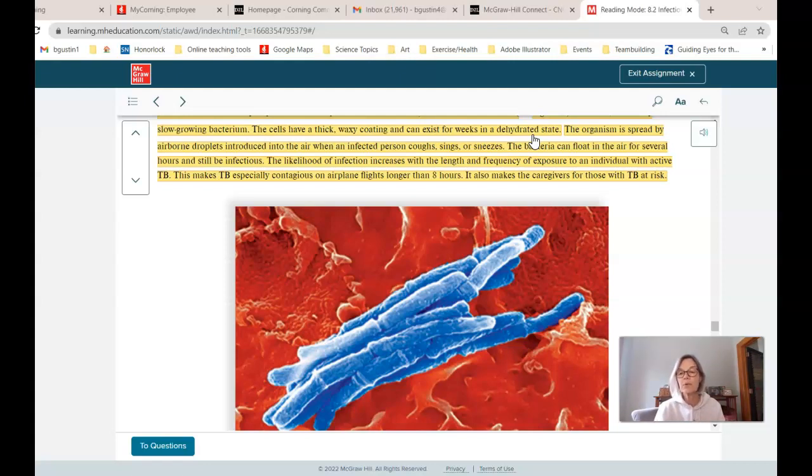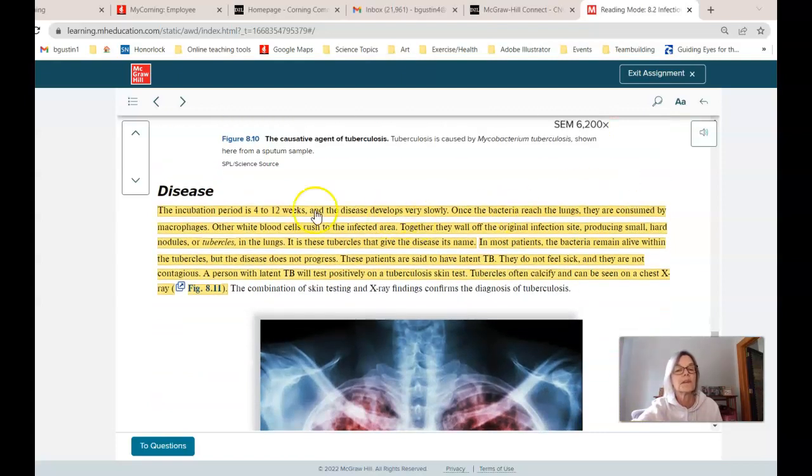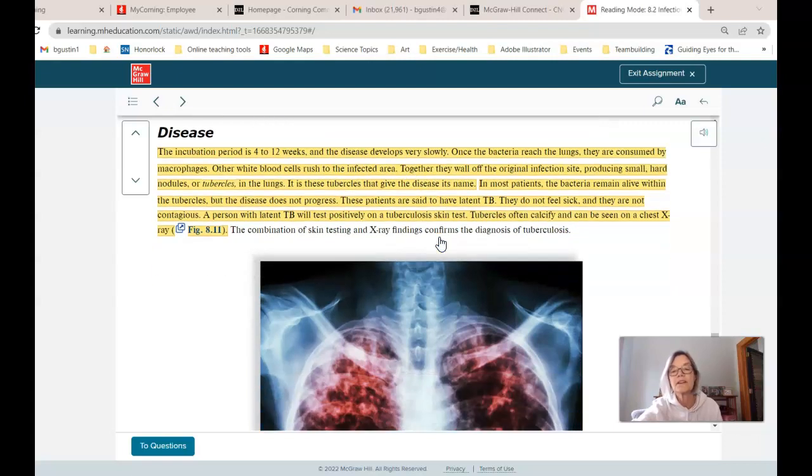So it's really important that we identify who has tuberculosis and that you use the proper cleaning and quarantining techniques to prevent the spread to other people. When somebody gets tuberculosis, it might take 4 to 12 weeks for the disease to develop. This bacteria grows pretty slowly, but it typically colonizes the lungs.